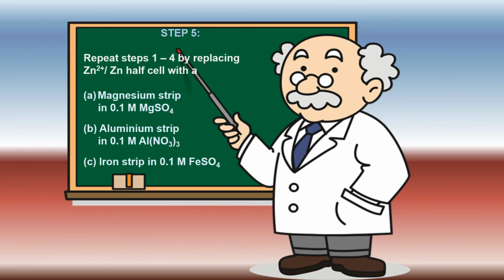Step 5. Repeat steps 1 until 4 by replacing the zinc aqueous / zinc solid half cell with: A. Magnesium strap in 0.1 molar magnesium sulfate. B. Aluminium strap in 0.1 molar aluminium nitrate. And C. Iron strap in 0.1 molar iron(II) sulfate.